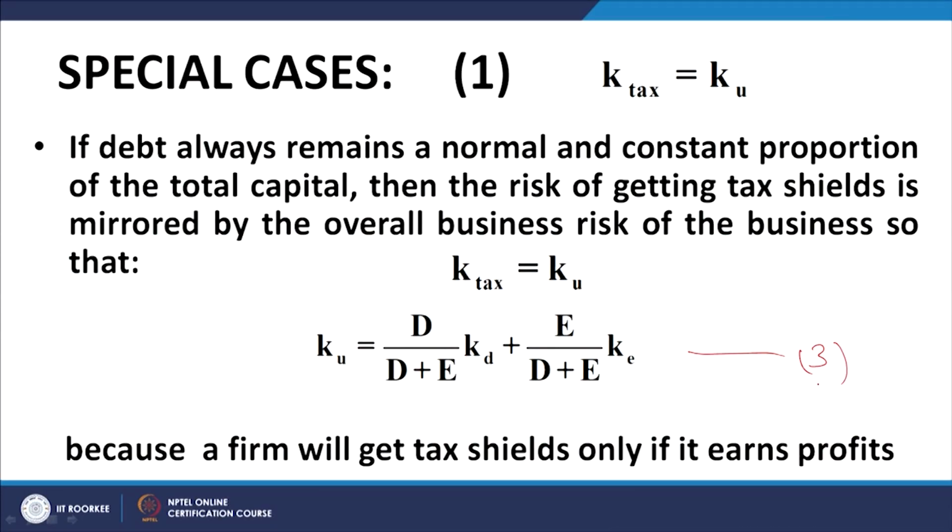Let me repeat, in this case we are making the assumption that the business risk determines the realizability of the interest tax shields, and as a result the riskiness of the interest tax shields mirrors the riskiness of the business, and Ku is equal to K tax. If I use that assumption, I arrive at equation number 3, which gives me a relationship between the unlevered cost of equity and the levered cost of equity. Remember, Ku is the unlevered cost of equity, and Ke is the levered cost of equity.